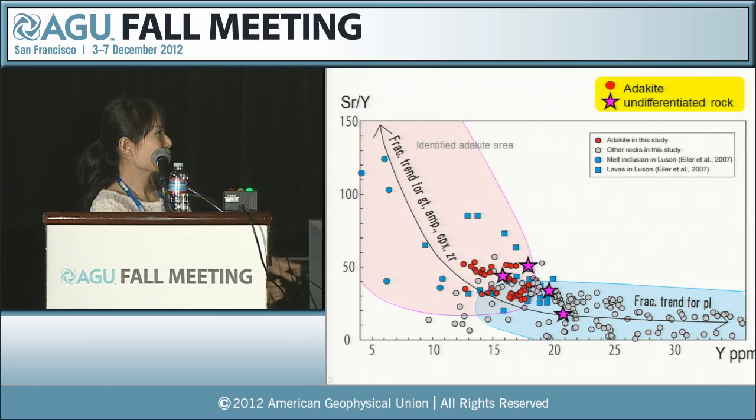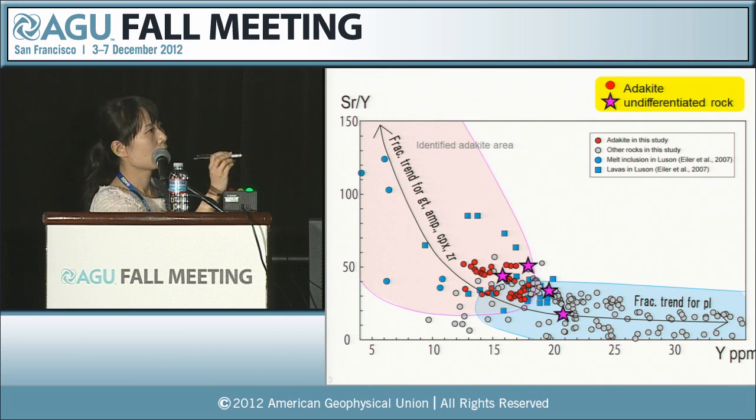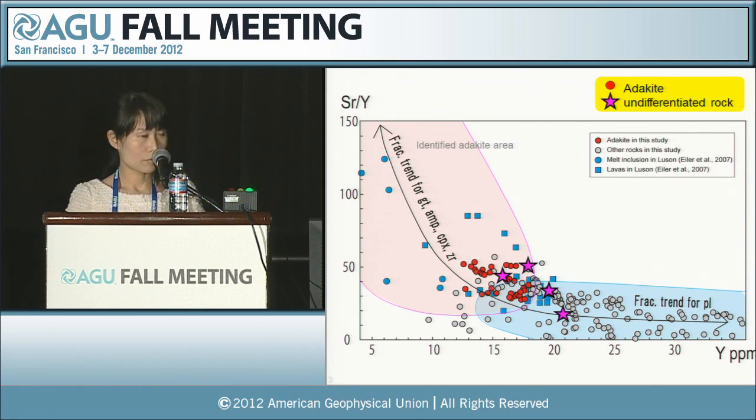By using the strontium yttrium diagram, adakites can be broadly identified as a pinkish area. In our samples, about 30 rocks marked with a red circle strictly meet the criteria of adakite, while other volcanic rocks marked with gray circles are plotted in the blue region. Note that pinkish studs undifferentiated rocks also meet the criteria of adakite.